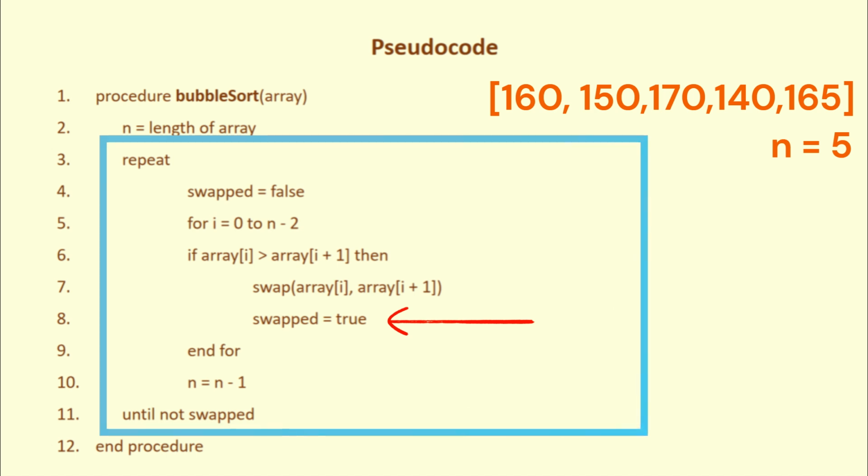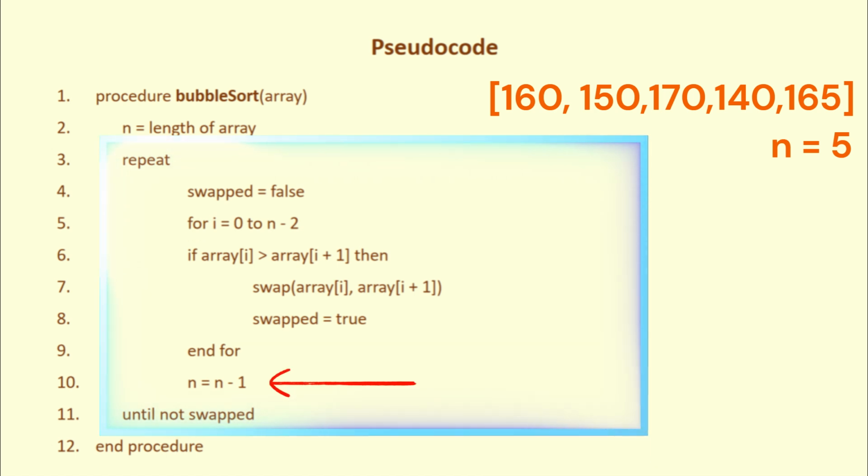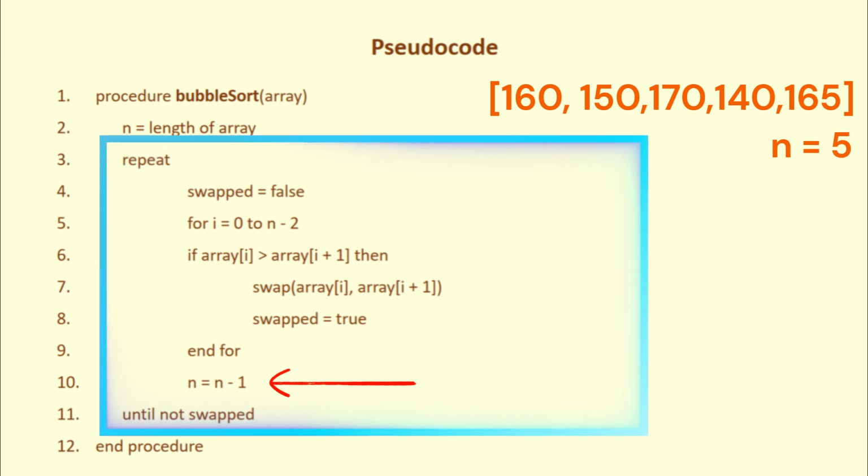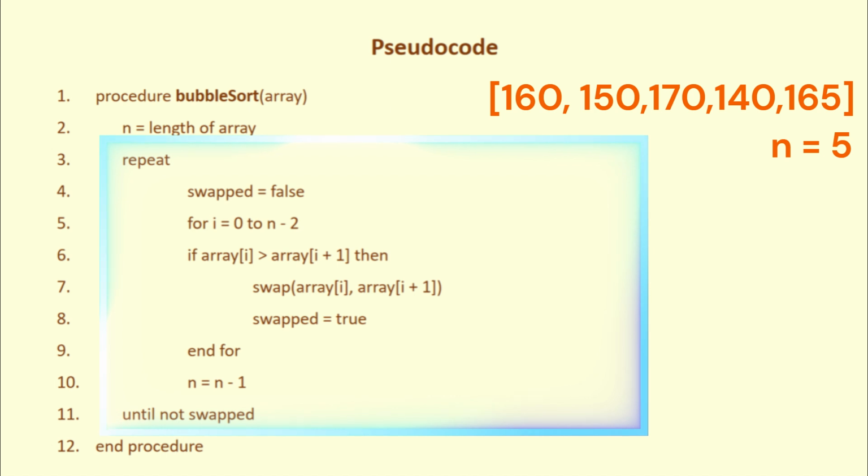Step 7, reduce the range. After we finish going through the entire array, we do n equals n minus 1. This means we reduce the number of elements we're going to check in the next pass because the last element is already in the correct position.